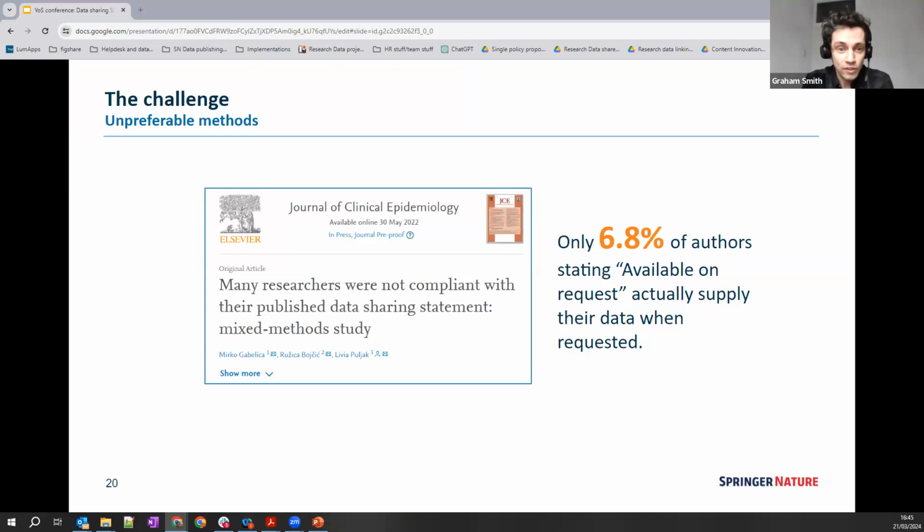A study in 2022 found that for a particularly problematic method of data sharing, data being made available on request, only around 7% of authors were actually making that data available. So this is really not an ideal situation. And this is something that we really need to approach again from a behavioral perspective. And what we want to do is get authors towards sharing in a better way, for example, sharing their data in a recognized repository.